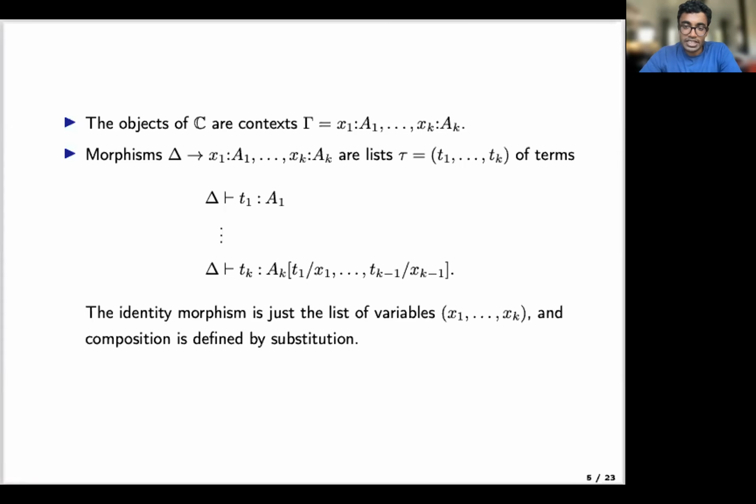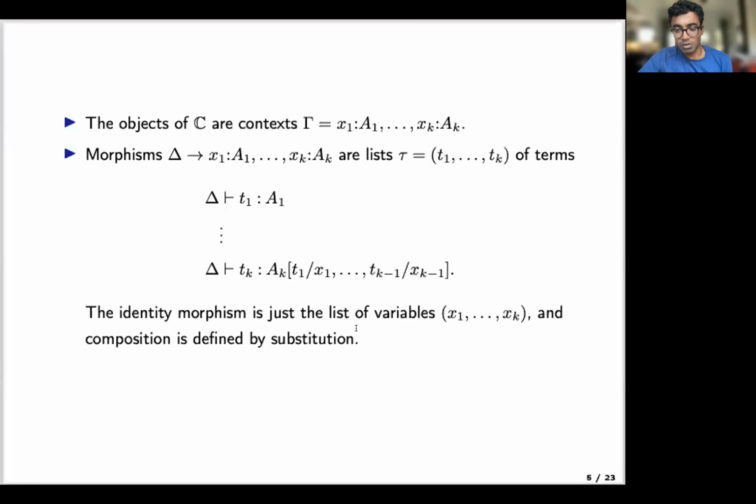Morphisms are what are called context morphisms. So a morphism from a context delta to a context with k variables is a list of terms of length k, such that each term is typed in the following manner. So T1 is of type A1, A1 being a type in the empty context, and finally Tk is of type Ak, where all the preceding variables of the context that's the target of this morphism have been substituted out for the preceding terms, T1 to Tk minus 1.